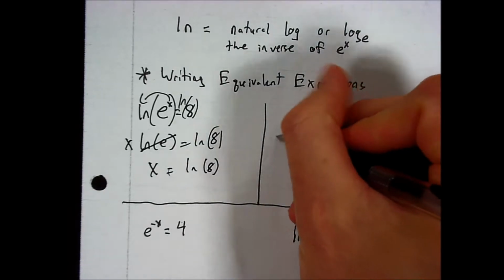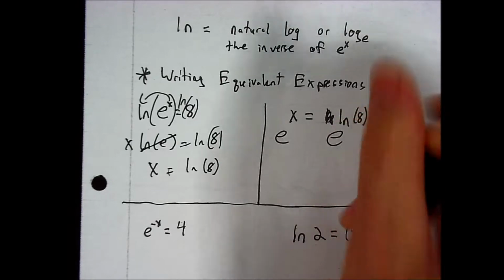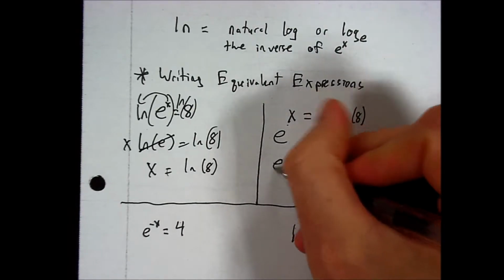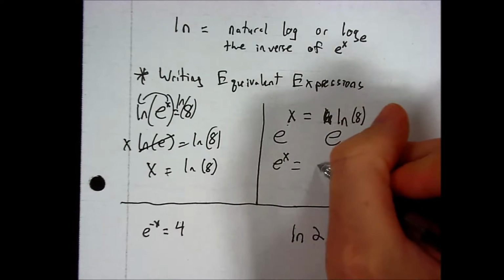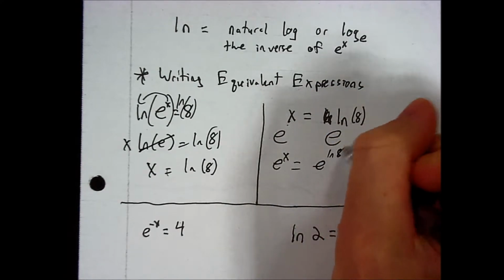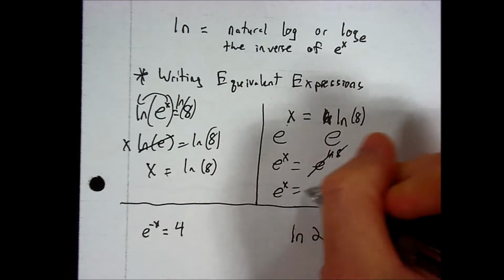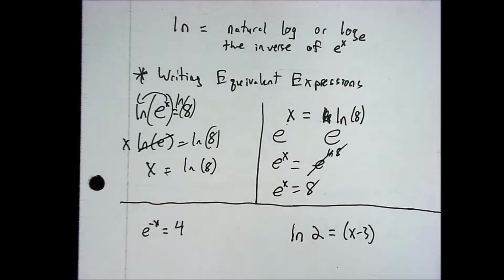Now to go the other way, to take natural log and make it into an e problem, we're going to raise both sides as a power of e. So these are now in the exponents of e. So now I have e to the x equals e to the natural log of 8. Well, e and natural log cancel out. e to the x equals 8. That 8 just falls back down to the front. Okay?